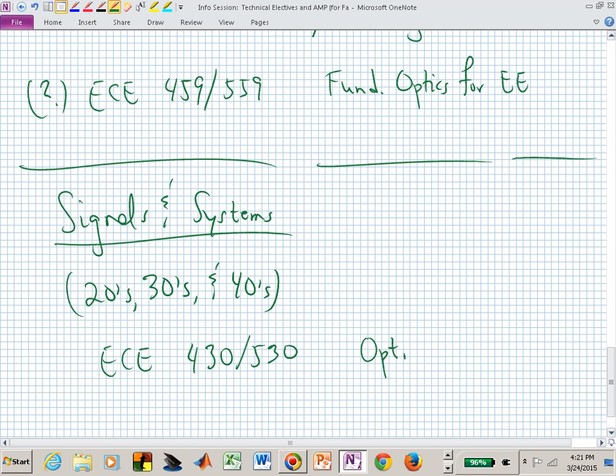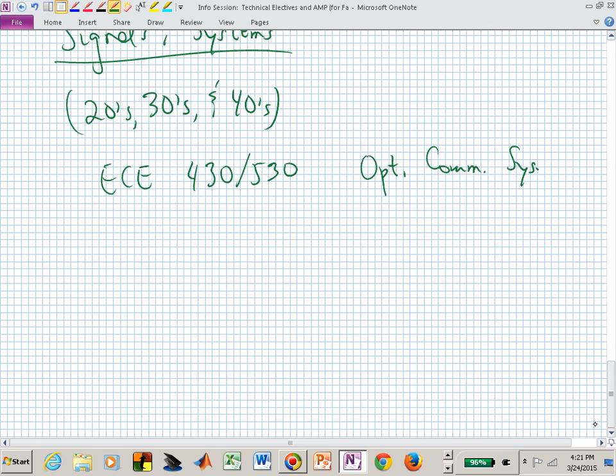ECE 430, 530 is optical communication systems. How do you build communication systems out of optics? Or what theory can you apply when you're dealing with this optical frequency range, or in these particular systems that are optically based?